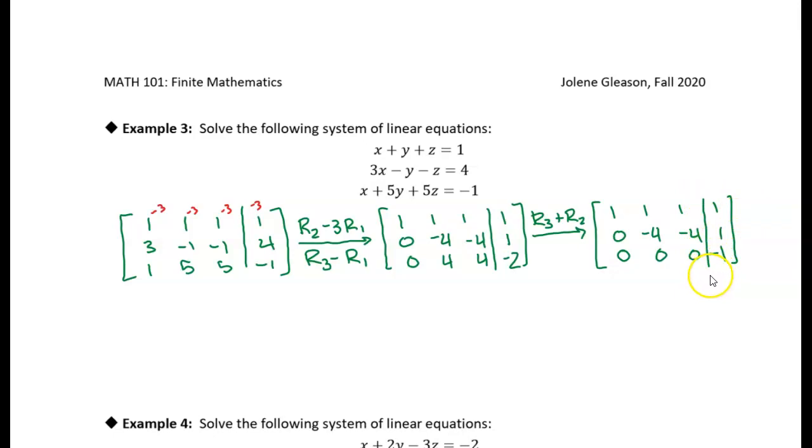But again, I'm kind of at a sticking point. I can see right here, I'm kind of thinking about what these equations are telling me. Think about what these equations are telling you. This is telling you, this last row right here is telling you 0x plus 0y plus 0z equals minus 1, which can never be true. Never true. That is not true.